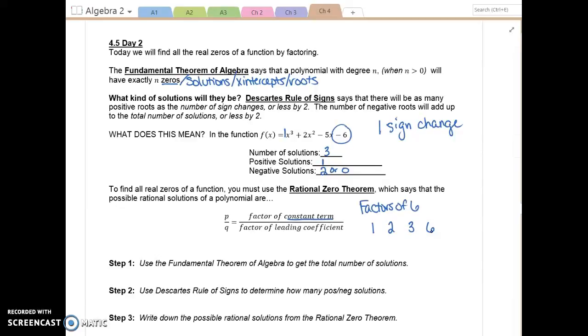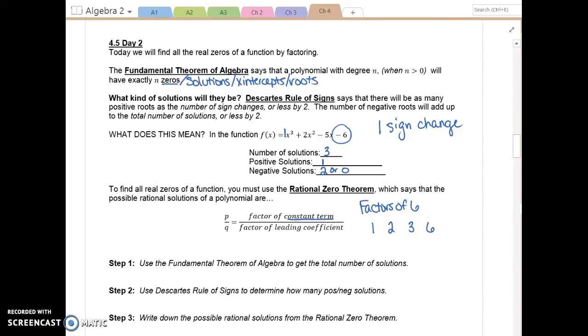This means that positive or negative 1 might be a solution. Positive or negative 2 might be a solution. Positive or negative 3 might be a solution. And positive or negative 6 might be a solution. There are 8 possible solutions to this polynomial. We are going to use synthetic division to figure out which of those 8 is the solution.